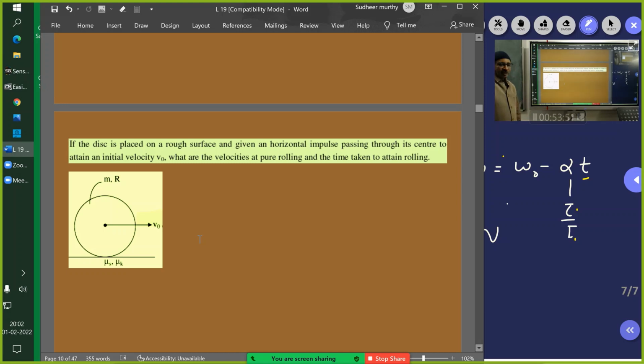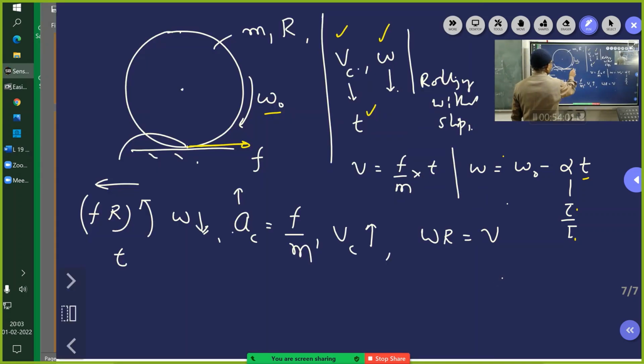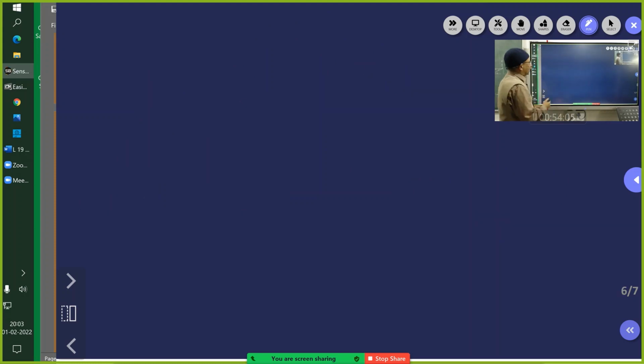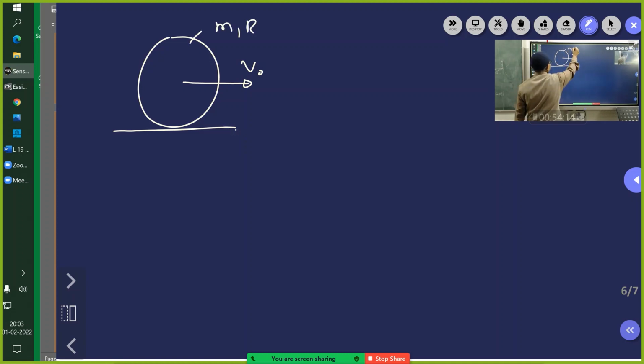But here, in which direction will you take the friction? In the earlier case, you took the initial friction in this direction. In this case, at time t equal to 0, the disc already has velocity v naught like this, so the body is trying to move like this. So the frictional force will be in the opposite direction.